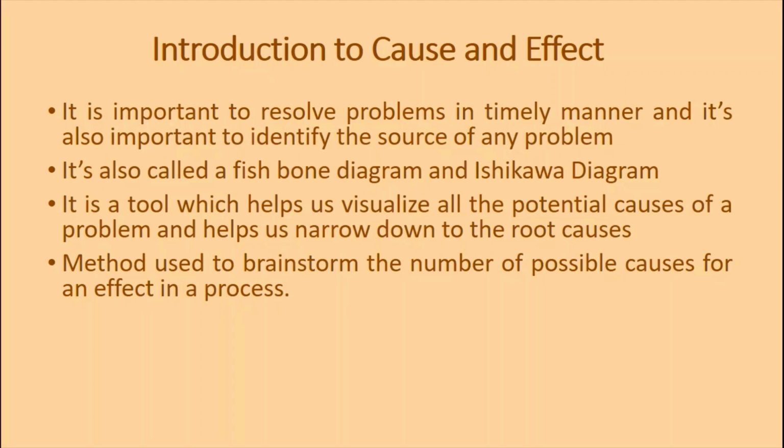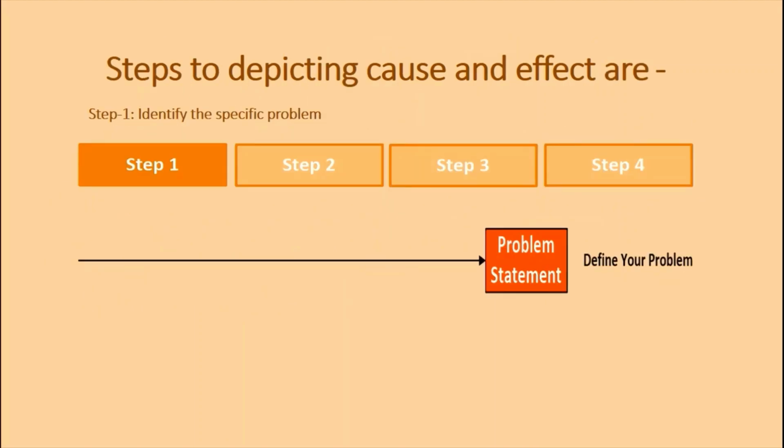This cause and effect diagram is also known as fishbone diagram. So let's see how to create a fishbone diagram. There are 4 steps to create a fishbone diagram. First one is to identify the specific problem, which is very important. If you can't identify your specific problem, then it would be difficult to identify the root causes of your problem. So therefore, the first step is to identify the specific problem.